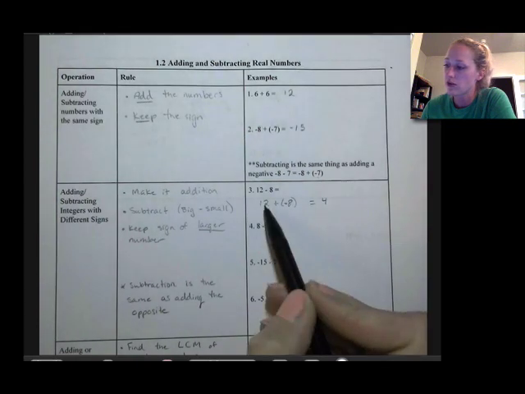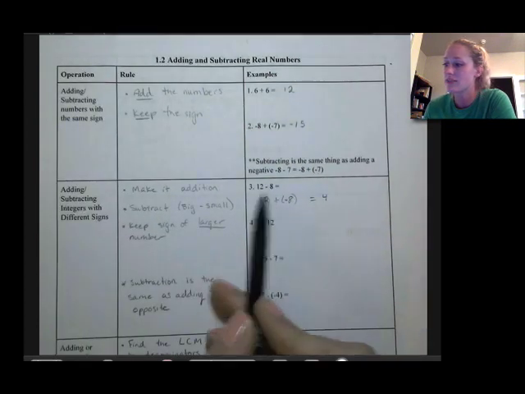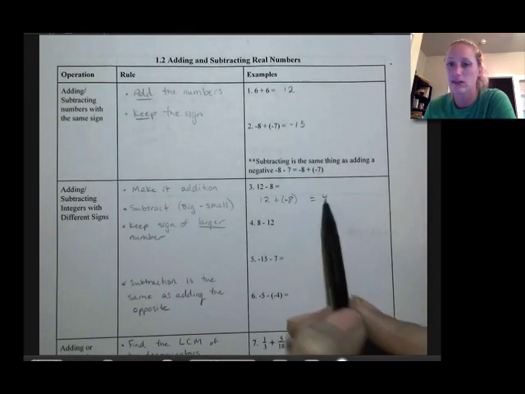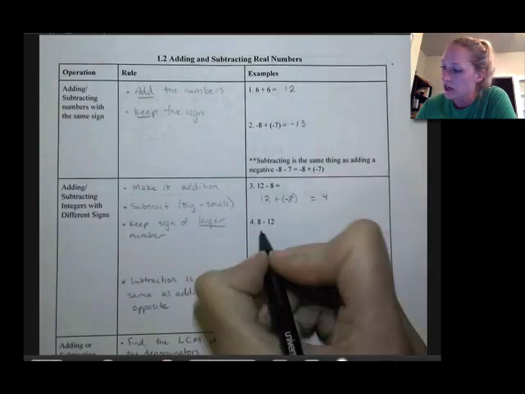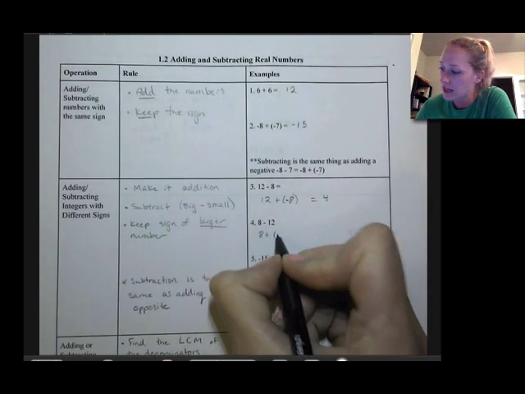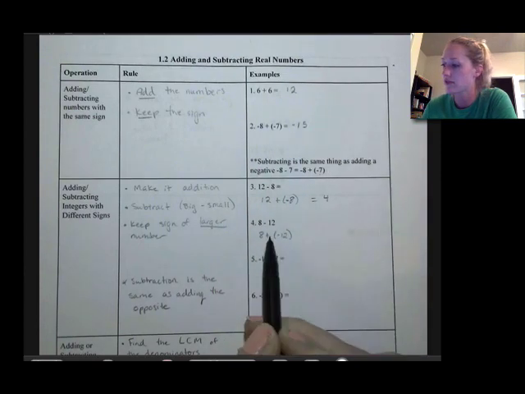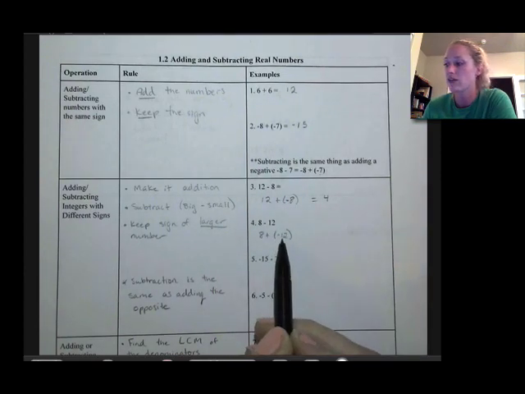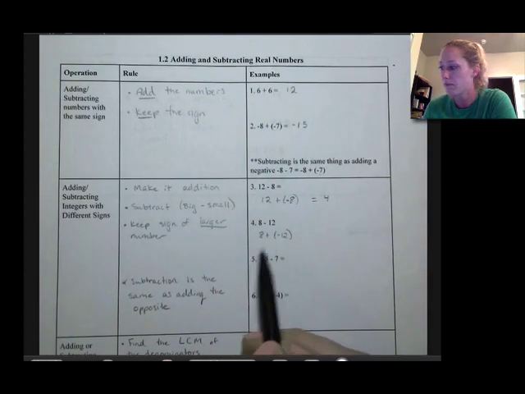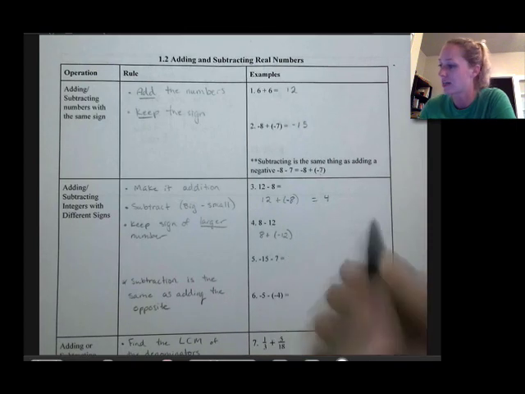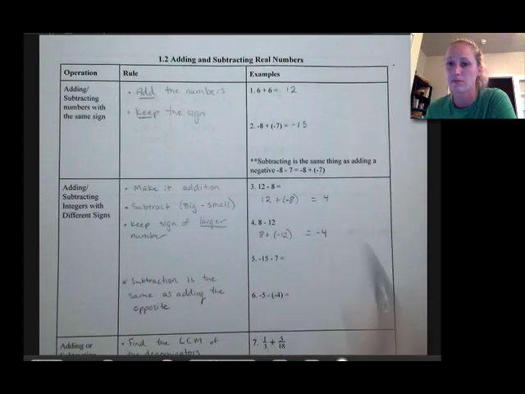You can always think 12 minus 8 is 4, 12 is the bigger number and it's positive, so my answer should be positive. Again, I could rewrite this one this way, 8 plus negative 12. Okay, different signs. Again, I can think 12 minus 8 is 4, but this time the bigger number is negative, so my answer must also be negative.